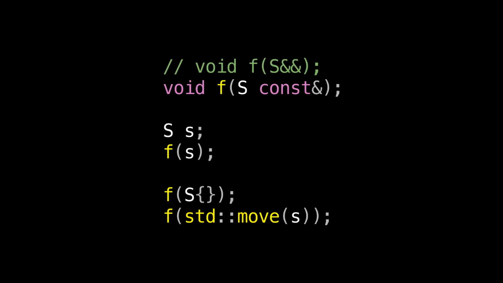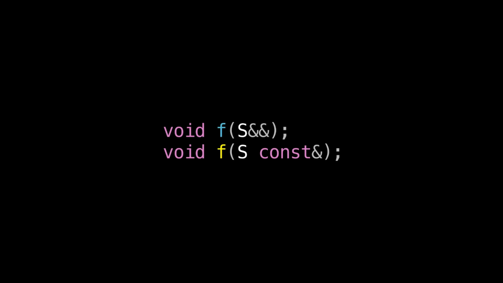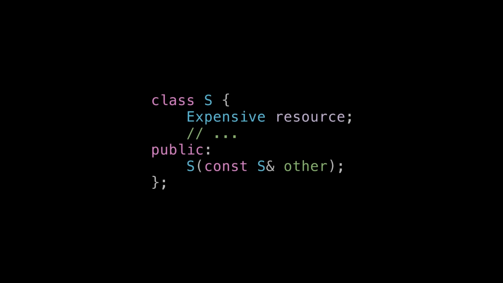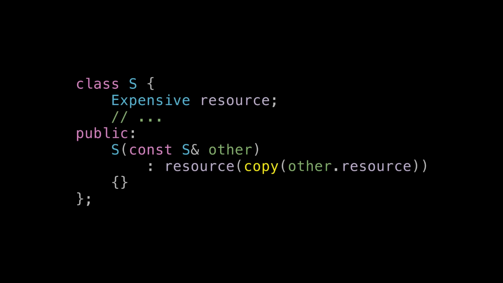So what does this have to do with moving, though? Well, we can overload functions based on reference types, and one of the kinds of functions we can overload is constructors. So let's say we have a class with an expensive resource in it. If we want to be able to copy this class, we need to have a constructor that takes in an existing instance of our class and creates a new one from that. This is called a copy constructor, and we take the existing instance by const L value reference. So right now this works for any possible source object. We'll make a copy of the expensive resource and use that for our instance.